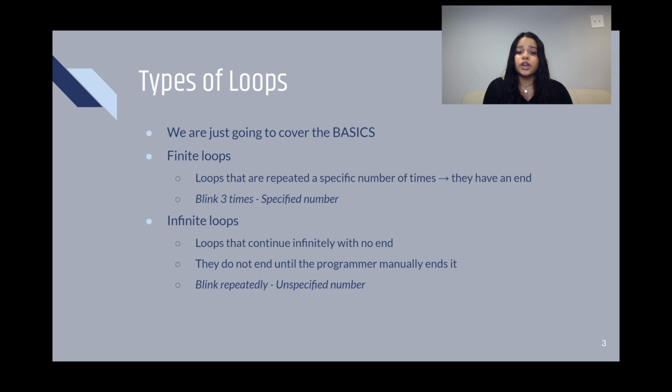So finite loops are loops that are repeated a specific number of times. They have an end. They don't just go on forever and ever without ever essentially ending. So an example of this is saying blink 3 times. You blink, and then you blink, and then you blink again, and then you're done. It's a specified number. Now, whether this number is 3 or 3,000 or 3 million, it is still a specified number. It can be either really short or really long, but this loop has an end.